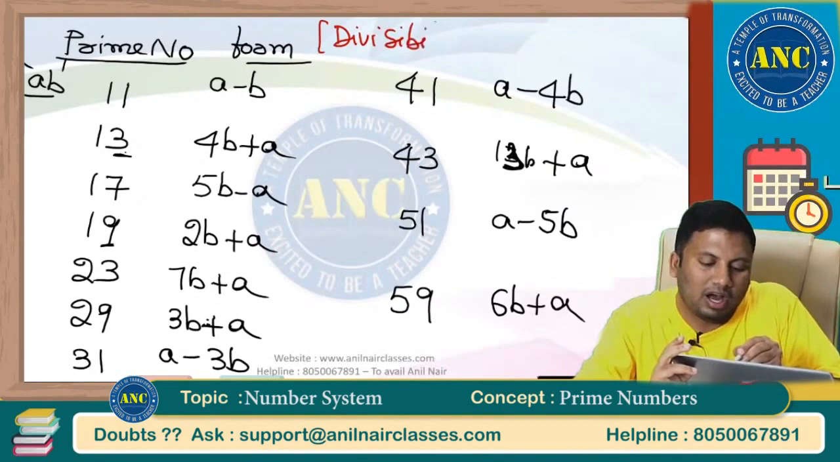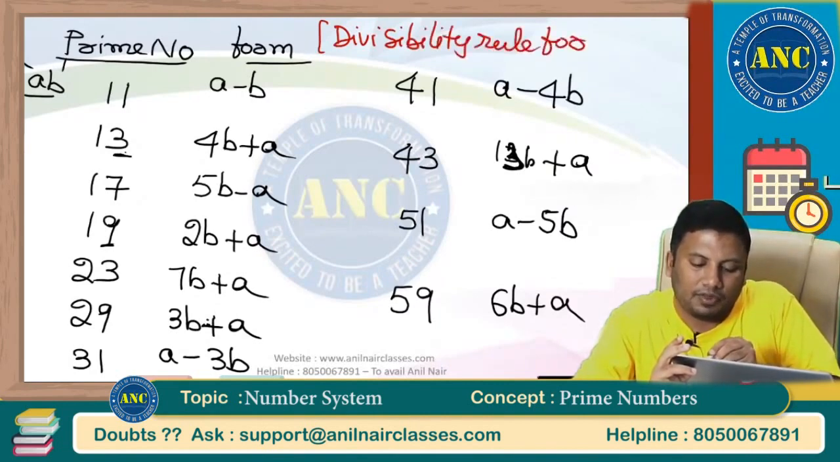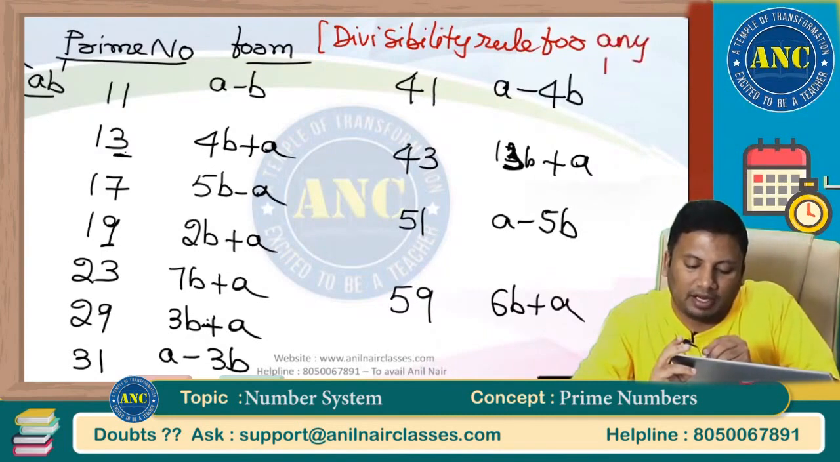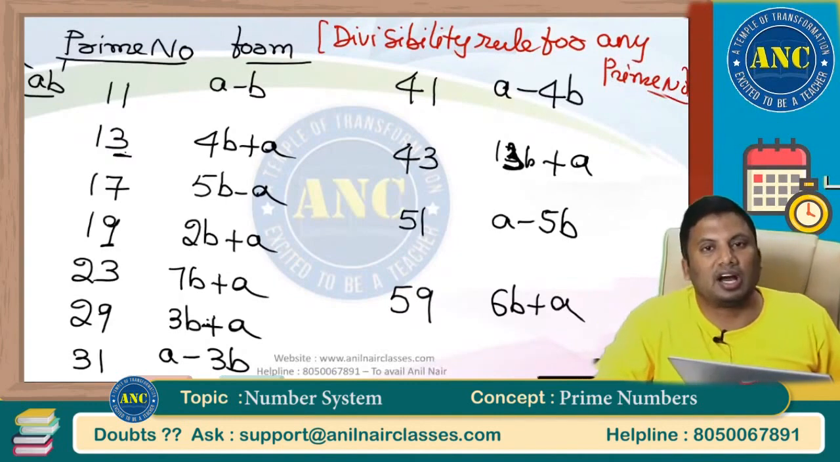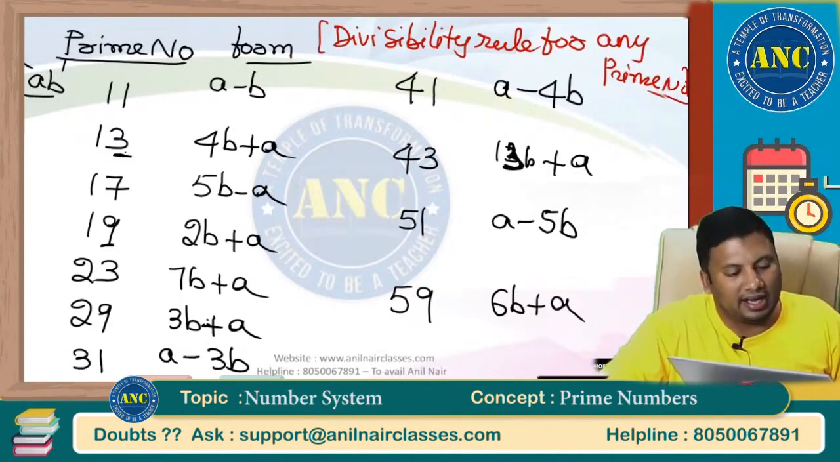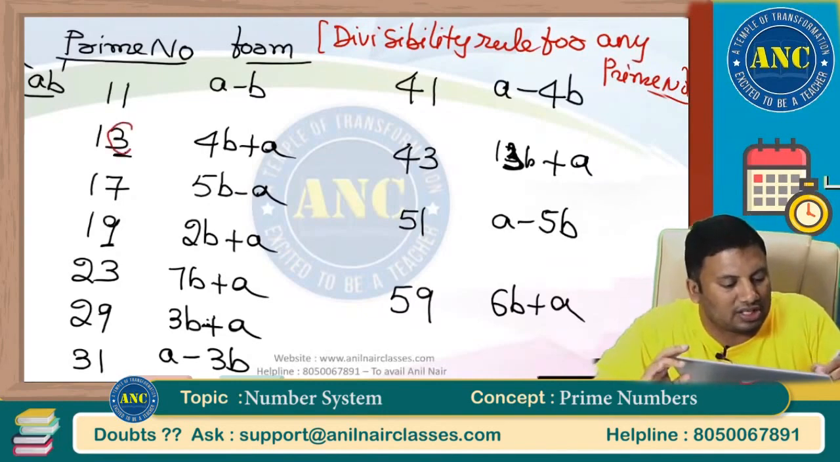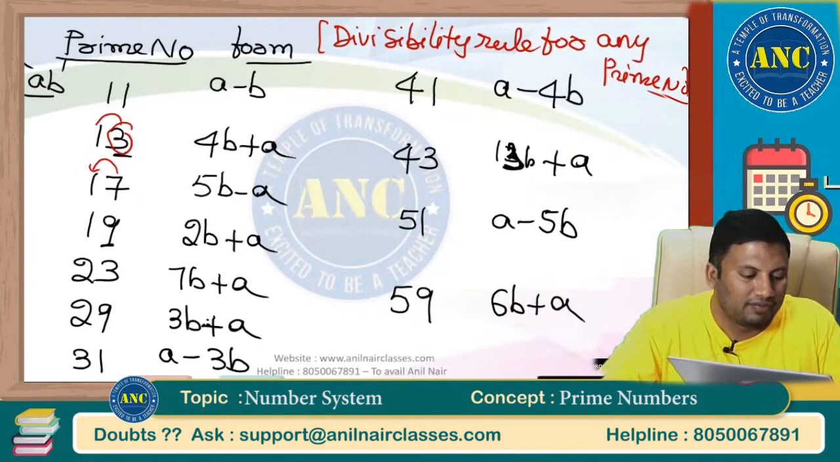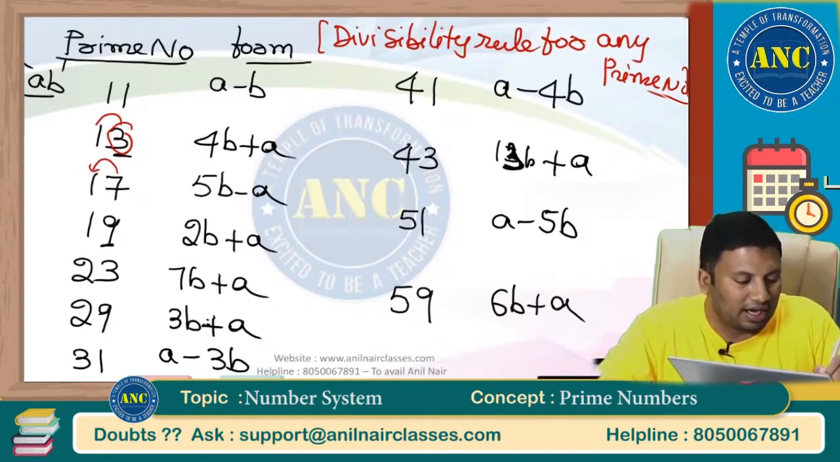The divisibility rule of any prime number can be formed by using this concept. I hope the idea is clear. 4 3s are 12 plus 1, 13. 5 7s are 35 minus 1, 34. I hope the idea is clear.